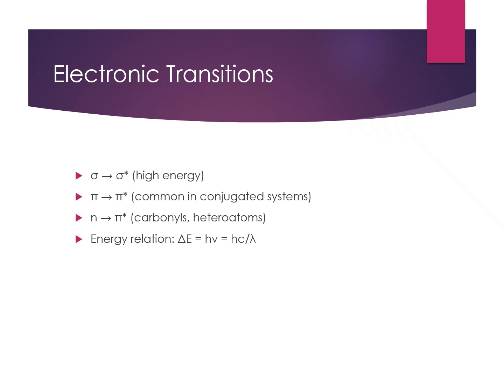In UV spectroscopy, the main transitions we study are sigma to sigma star transitions. These are the highest energy transitions and require deep UV radiation. Pi to pi star transitions are very common in conjugated molecules and they absorb strongly. N to pi star transitions involve lone pairs of electrons, like in carbonyls or heteroatoms.